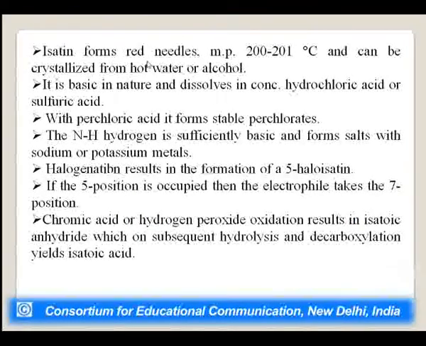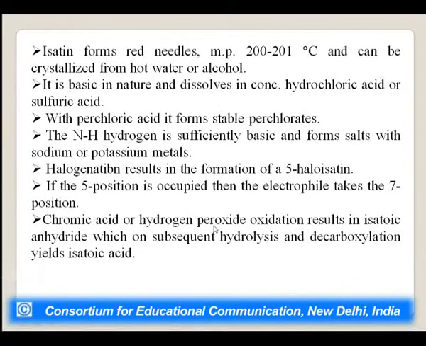Isatin forms red needles, melting point 200 to 201 degrees Celsius, and can be crystallized from hot water or from alcohol. It is basic in nature, dissolves in concentrated HCl and H2SO4. With perchloric acid, it forms stable perchlorates. The nitrogen hydrogen is sufficiently acidic in nature and it will form salts with sodium or potassium metal. Halogenation results in the formation of 5-haloisatin derivative. If the fifth position is occupied, then the electrophile will take the seventh position.